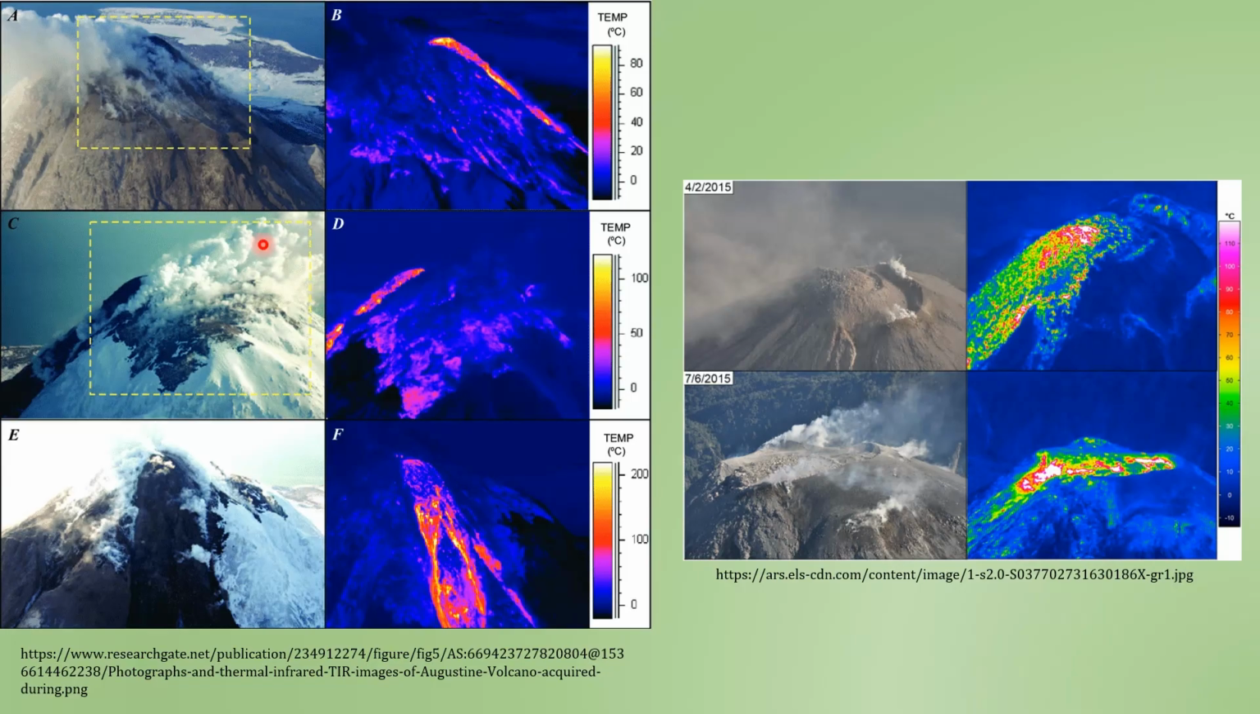Here we have the photographs and the thermal images of the volcano. So using the thermal data, we can get an idea of the intensity and the direction of the magma flow. Similarly, in the second image, here we have the photographs and these are the thermal images for the volcano. The first one was captured on 4th February 2015 and the second one on 7 June 2015. And the colored image of the thermal data provides us the temperature variation at the top of this mountain.